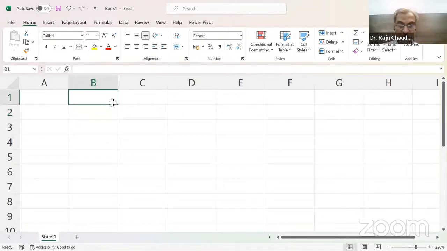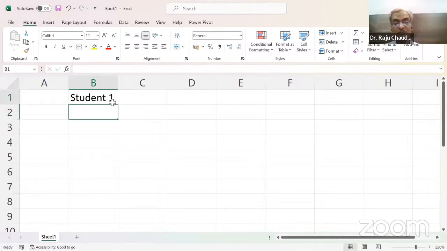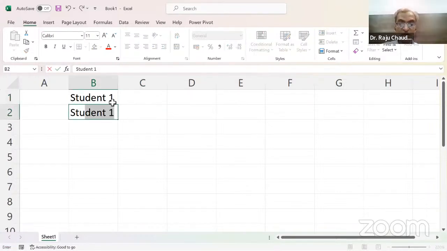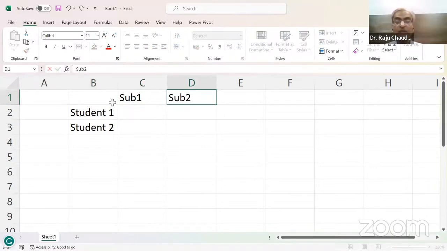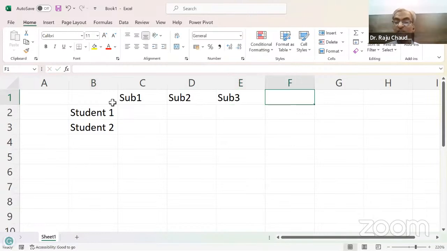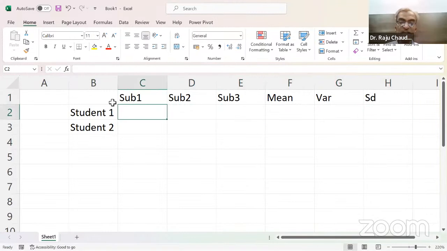Suppose I have student 1, and here I have student 2, and there are 3 subjects, right? So that is subject 1, subject 2, and say subject 3, and I want to calculate the mean, the variance, and the standard deviation, right? I am taking randomly so that you get a clear idea.